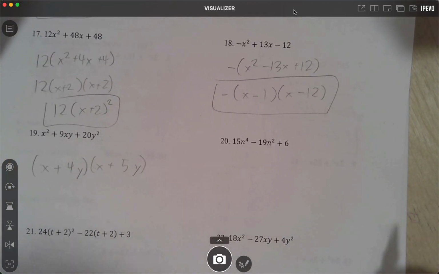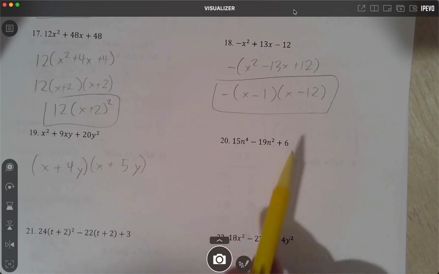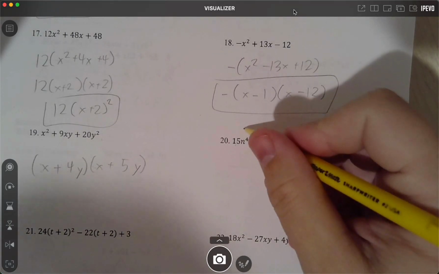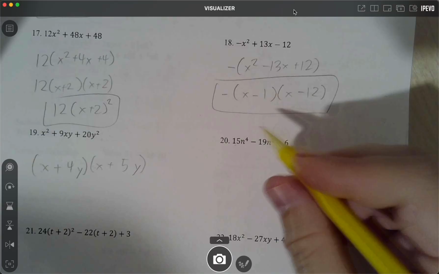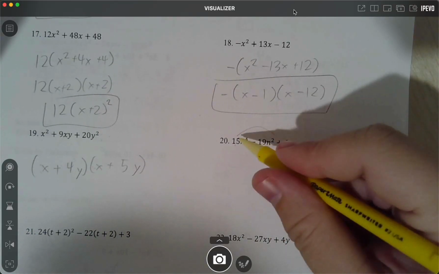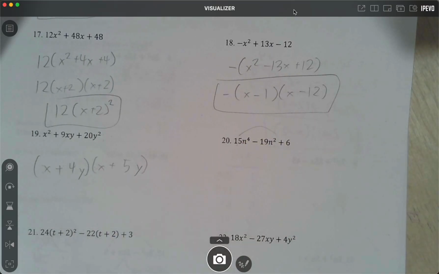So, up next, this one's kind of wacky, but there's still a 2, 1, 0 relationship. It's just that it goes 4 to nothing, but that's still 2 to 1 to nothing. So we're still good to work this out. Now, from there, 15, 19, and 6 don't share any common factor. So I need to do some sort of by grouping. 15 and 6, what do those multiply to? 15 times 6 is 90.